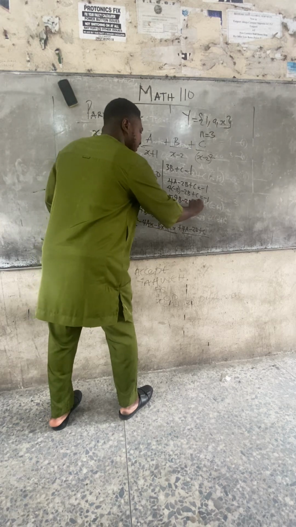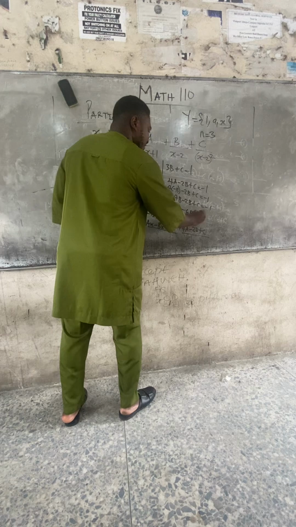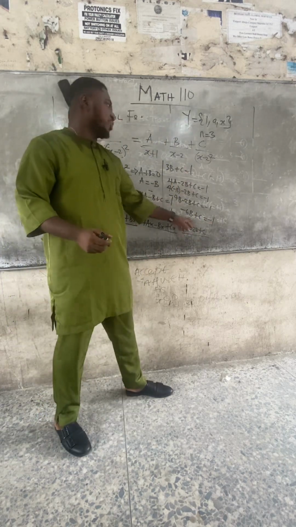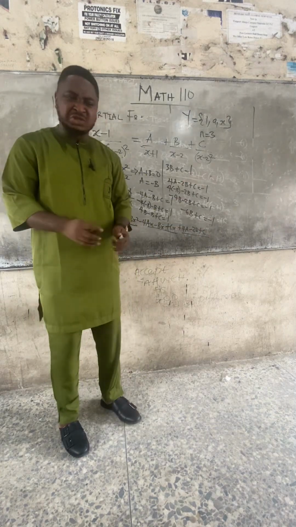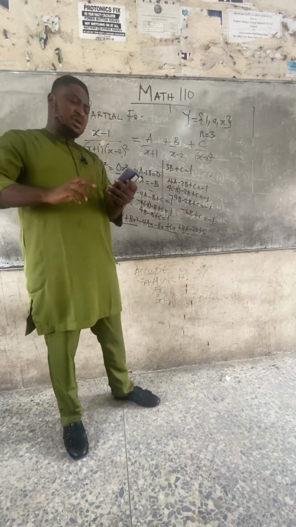Minus 2B plus C equals minus 4B minus 2B minus 6B plus C equals minus. So class, we can have this as 2 simultaneous equations: 3B plus C equals 1 and minus 6B plus C equals minus 1. Are we using your calculator? Let me show you this quickly. With the calculator, we can solve this simultaneously.